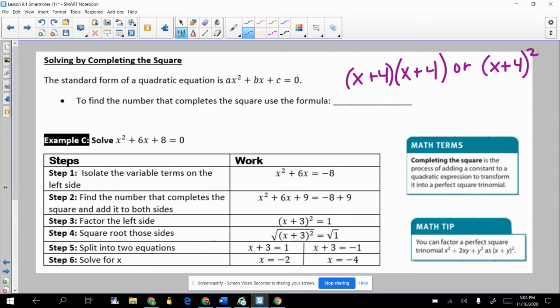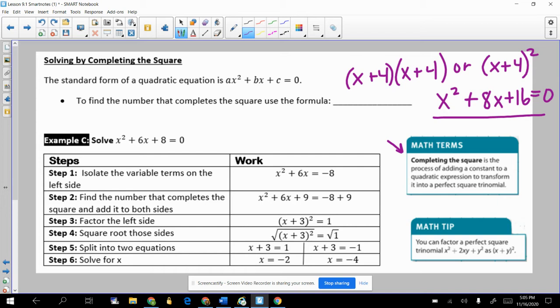And if we were to multiply this out by foiling or our box method, it would be x squared plus 8x plus 16. And we could set it equal to 0 for a quadratic equation in standard form. And this right here is considered a perfect square trinomial. Okay, so that's something we're going to be talking about. And if you look at this math term, it actually says that completing the square is the process of adding a constant to a quadratic expression to transform it into a perfect square trinomial. So that's basically what we're going to be doing.